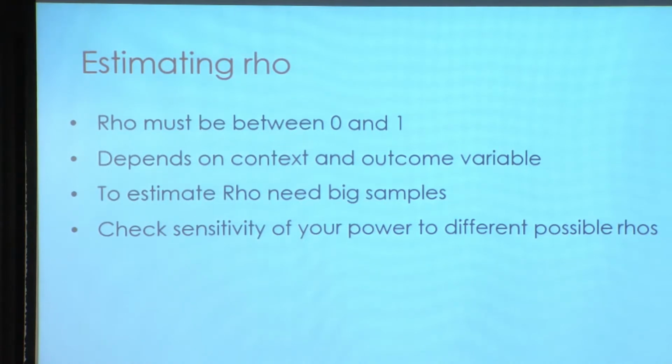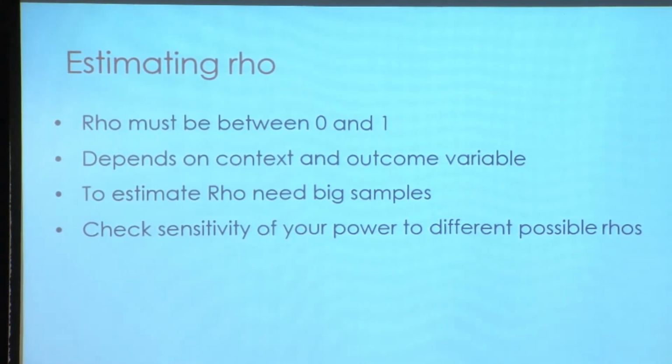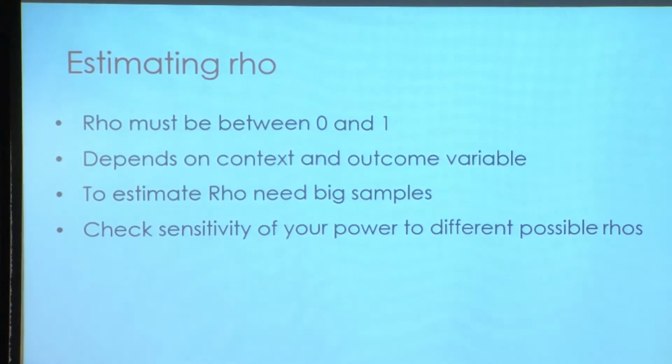Now, to estimate rho well, to estimate how much people are similar within groups, you need a lot of data. So that's why it can be a problem to get it from pilot data. And your power calculations are going to be very sensitive to that number.